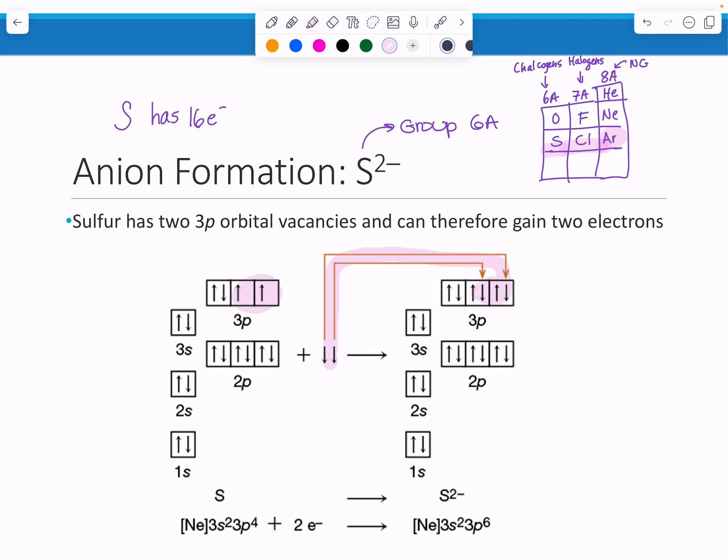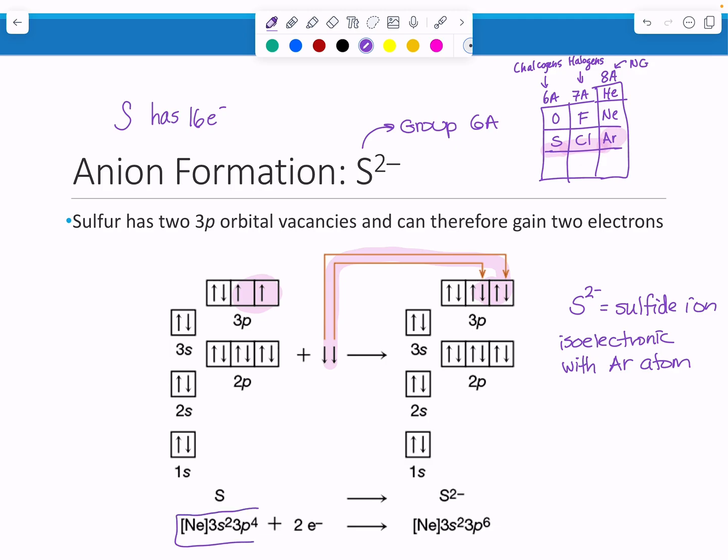So when we talk about the S2 minus, the sulfide ion, okay, we would say it is isoelectronic with the argon atom. Okay, its electron configuration, which when we're starting out is neon plus 6 electrons, right? And when we pick up 2 electrons, it's neon plus 8 electrons. All right.